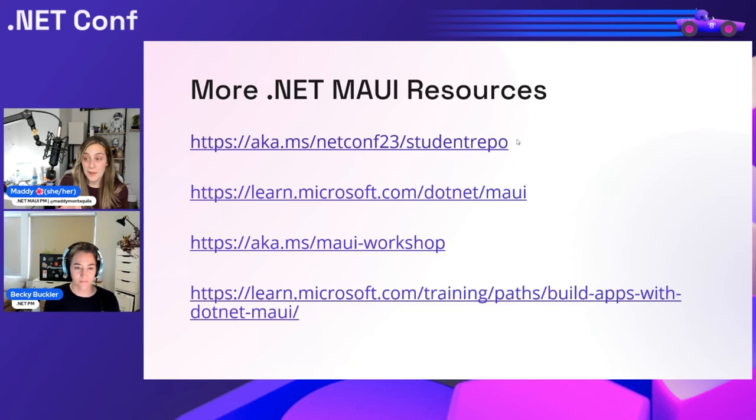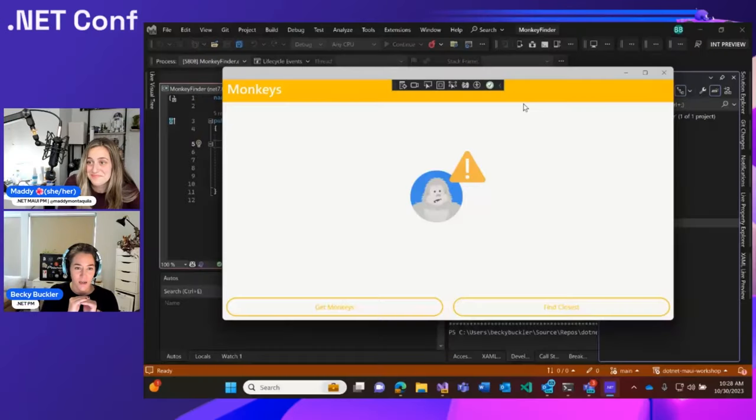Yeah, Becky, I'm going to let you take over. This is part of a whole workshop that can take 6 to 8 hours or longer if you're really slow like me, and that's fine. It goes through a lot of steps, lots of parts, but you will learn so much about how to use .NET MAUI and all the different things that you can do with .NET MAUI. Maddie and I are going to give you a little bite-sized version of this workshop. We're going to get you started today, a little appetizer version of the Monkey Finder.